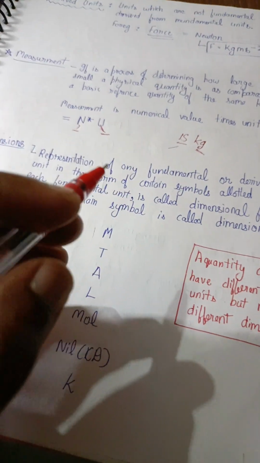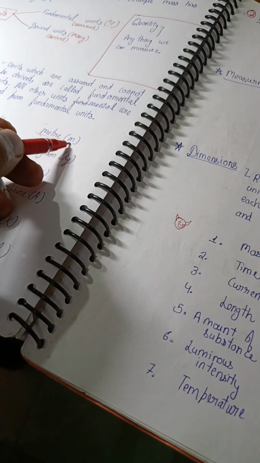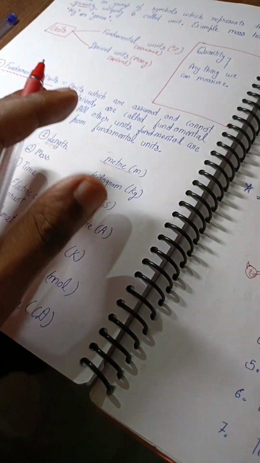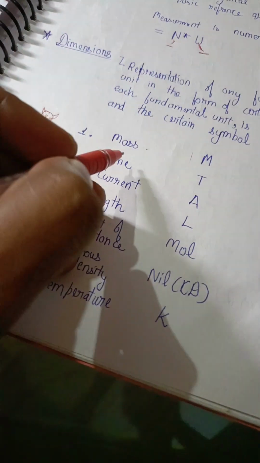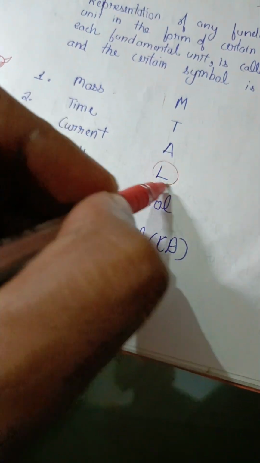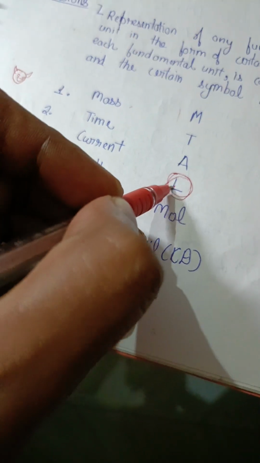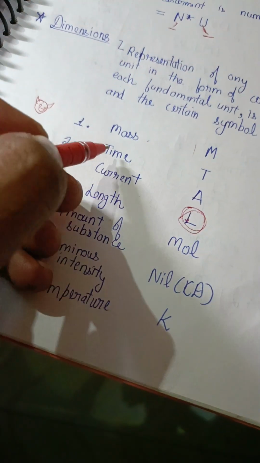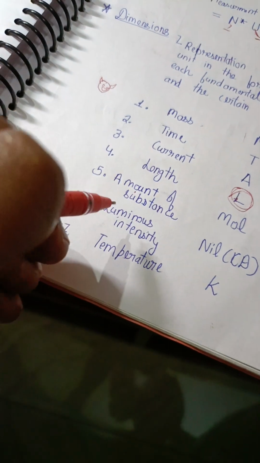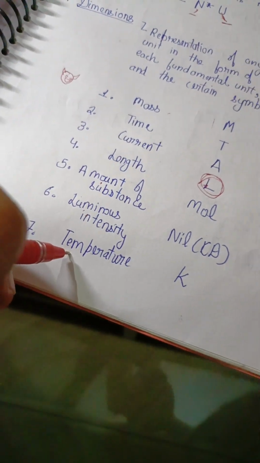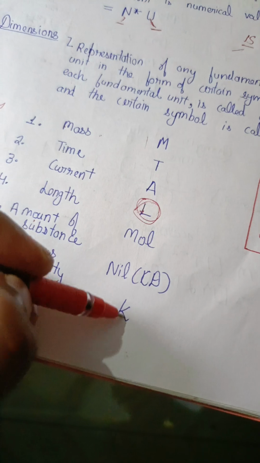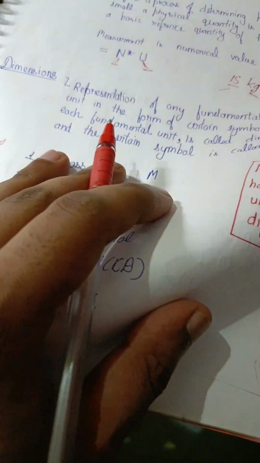And a quantity can have different units. For example, length has meter, kilometer, and whatnot. But length only has one dimension, that is L. Same goes for current, time, mass, amount of substance, luminous intensity, temperature. These are the dimensions. You have to learn them.